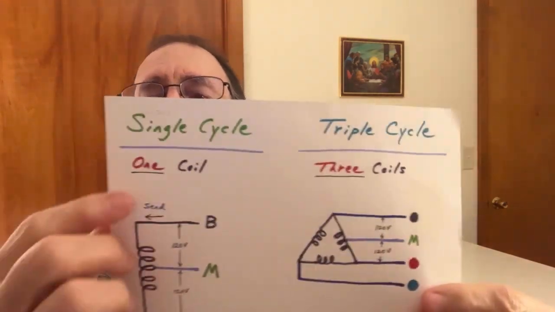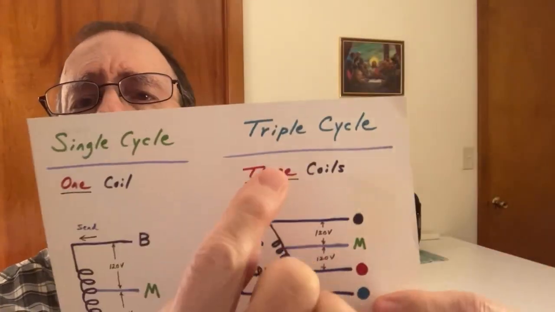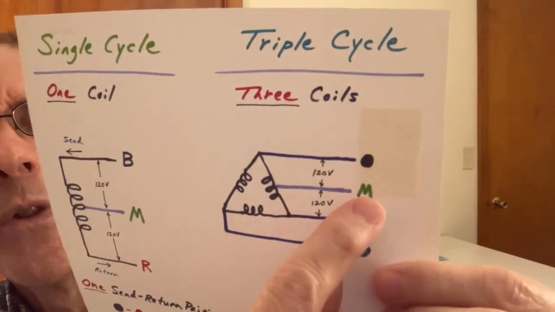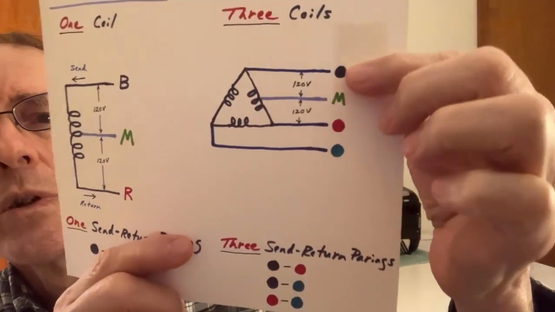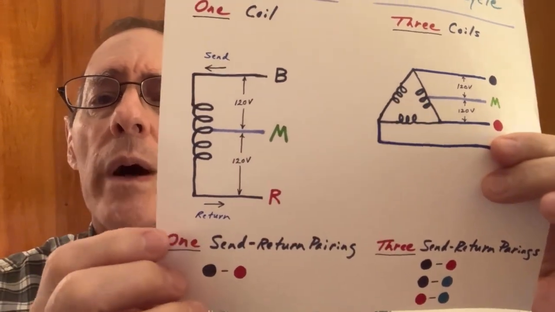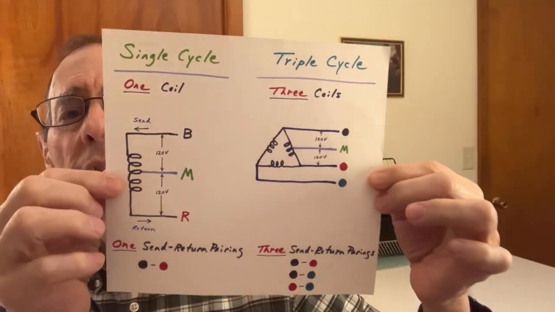Now, single cycle, one coil, the median taps into the center. Triple cycle, right? You got your transformer. There's different kinds of transformer configurations. I'm just showing you a simple one, right? So you tap in with your median here, and here you have three send-return pairings, and over here you have only one send-return pairing. One single, three triple, okay? That's how I came up with my concept. I know I'm going as fast as I can.